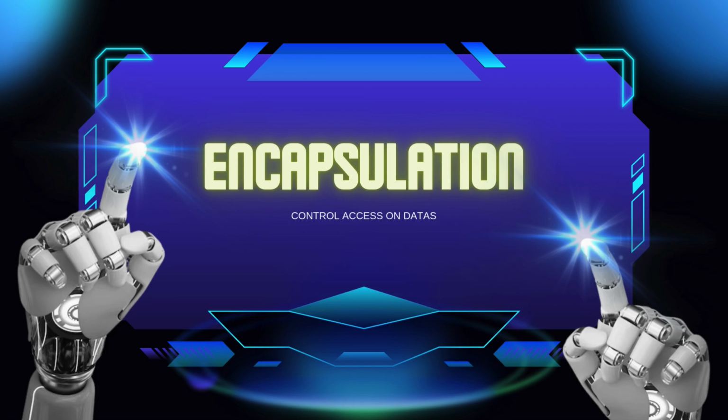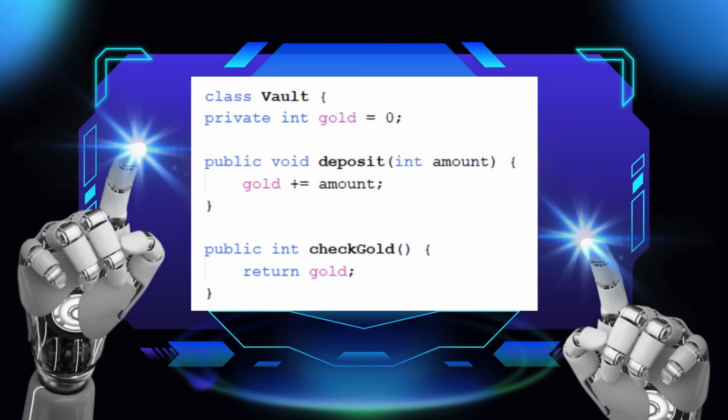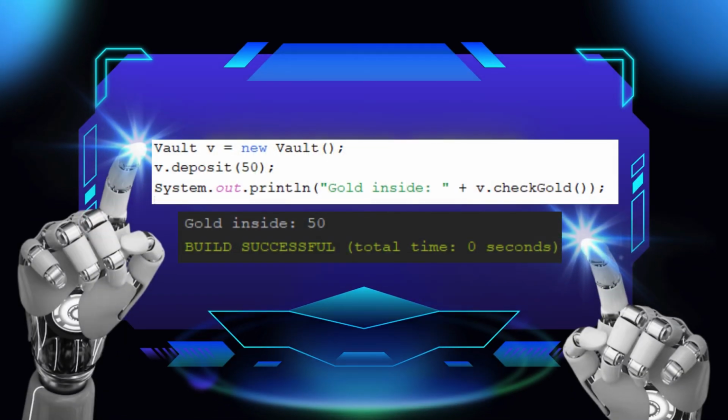Now that we're done with classes and objects, let's start with our second basic concept, encapsulation. In encapsulation, it's all about controlling access to data. In this example, we'll create a class called Vault, and then we'll privatize the attributes, which is private int gold equals 0. Then create public void deposit, parenthesis, int amount. In this deposit method, this is how we'll input how much gold we want. Then create a method public int checkGold. This will help us check our gold.